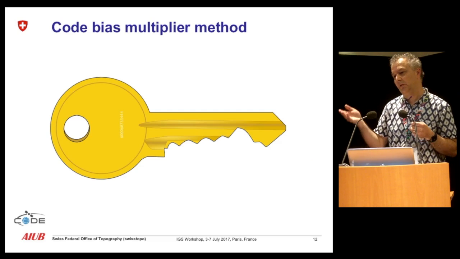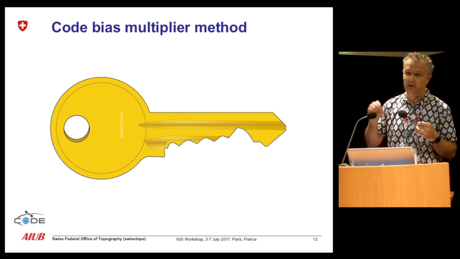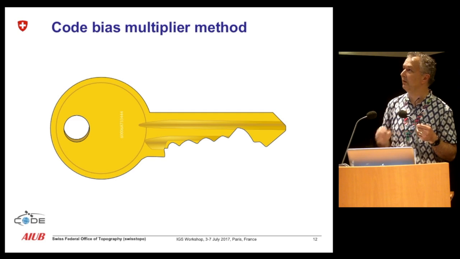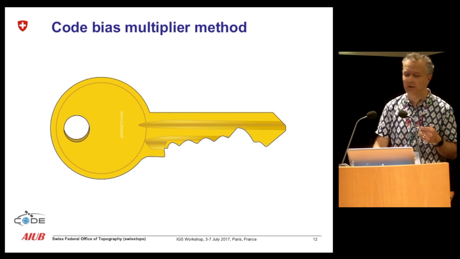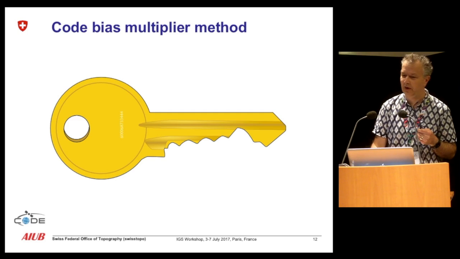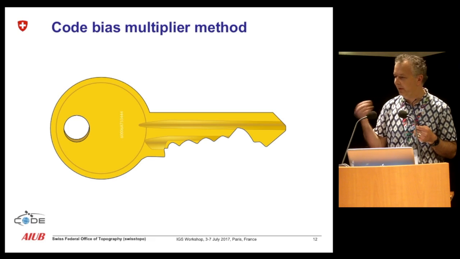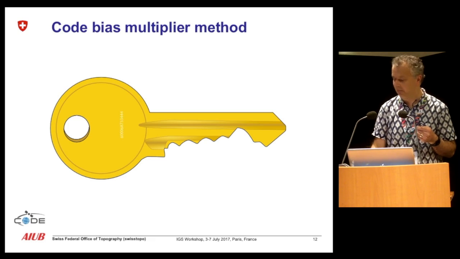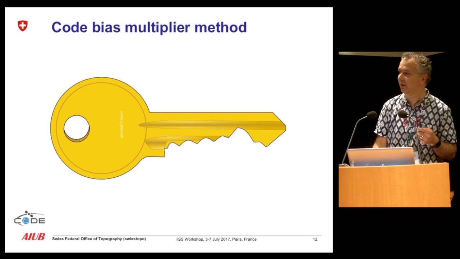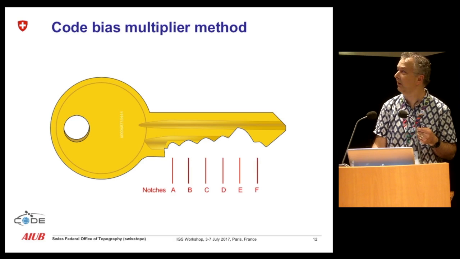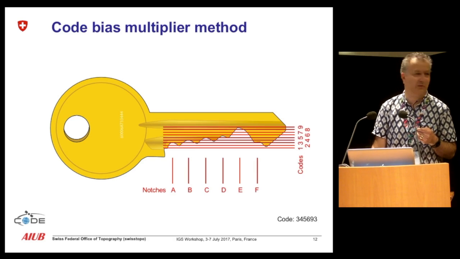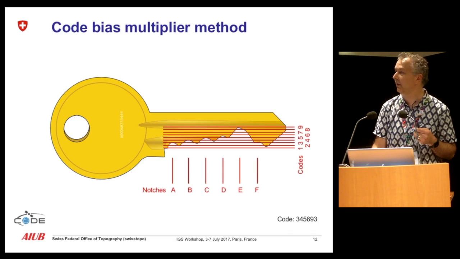Now we have the DCB multiplier method, which we have generalized in the following sense. This is a method to verify RINEX data, to determine which receiver class the data set belongs to. And I try to show how this works. So this is a key. You have 6 notches, codes. So the code for this key is like this.